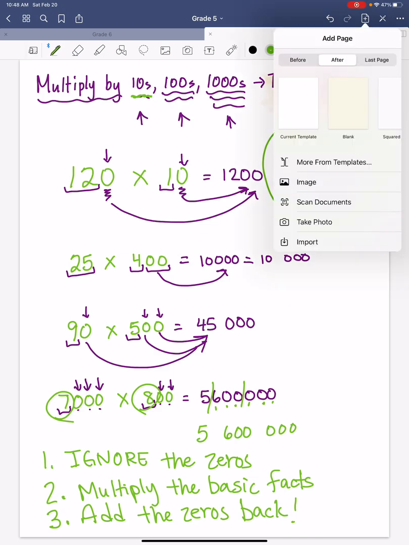So I'm going to add another page. And now we're going to move on to another little trick that you can use, which is called the halving and doubling rule. Okay? And this is super easy as well. So essentially, you're going to do both of these things. You're going to half one number, cut one number in half, and you're going to double another number.